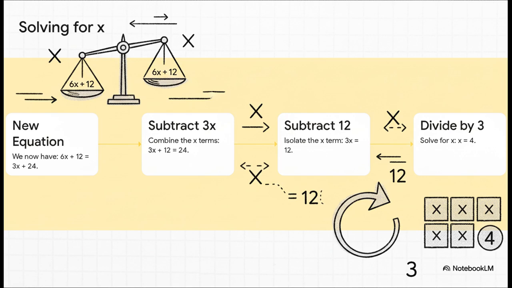That gives us 3x plus 12 equals 24. Now let's get the numbers together. Subtract 12 from both sides, leaving us with 3x equals 12. And for the final move, divide by 3. And there it is, x equals 4.